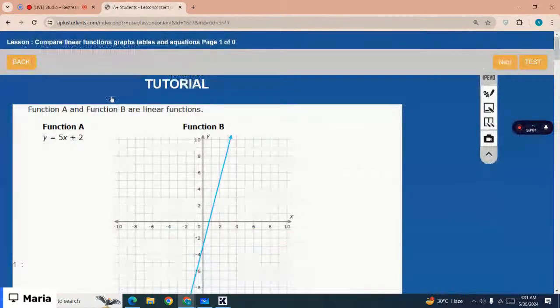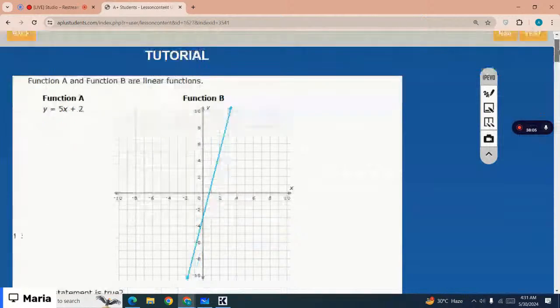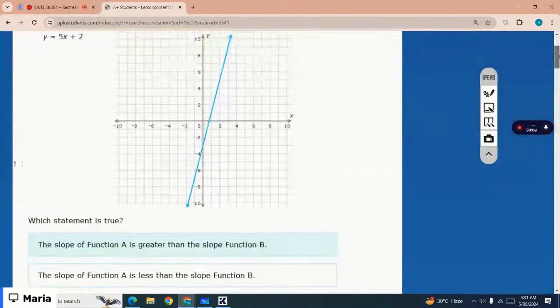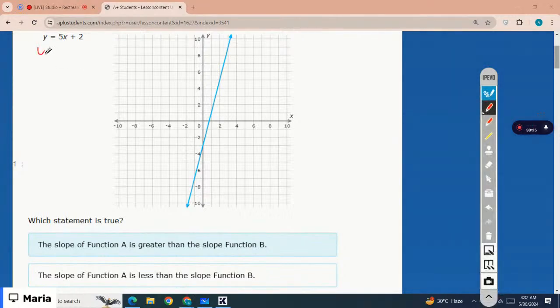Okay, function A and function B are linear functions, right? Which statement is true? The slope of function A is greater than slope of function B, and slope of function A is basically you are given a function and a graph. You have to find their slopes. So the slope of the first one is y equals mx plus b, right? You need to compare it to y equals mx plus b. So m equals 5, right?